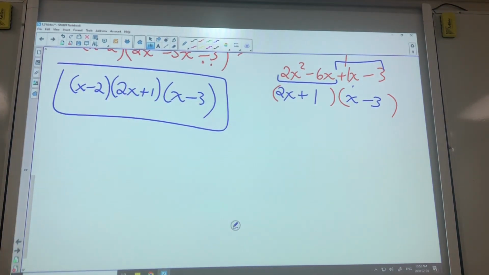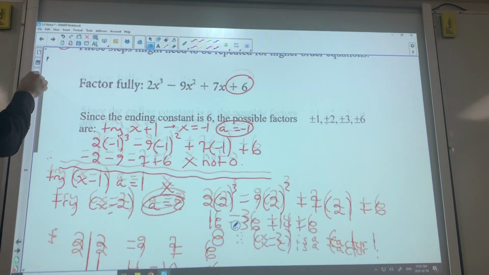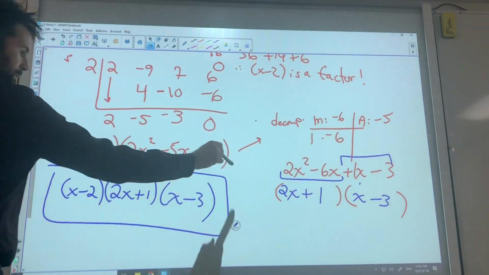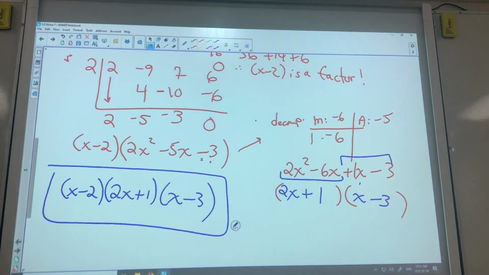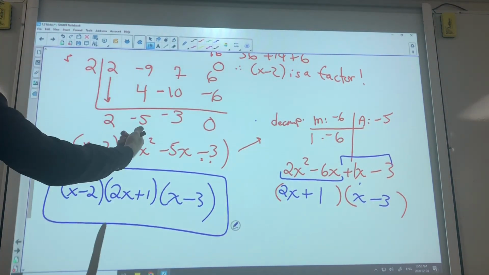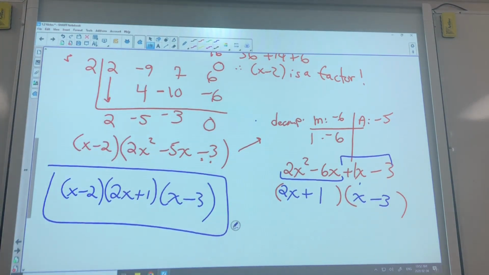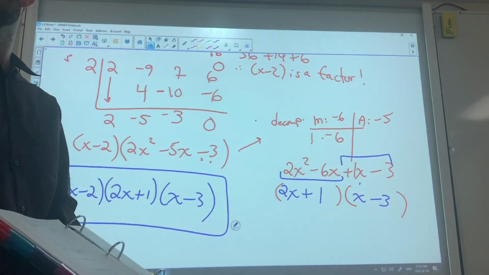Wait, so do we have to keep on going and try out the rest of the...? Yeah, so if I gave you one that was a power of 4, once you get to this step, you'd still have a power of 3. So you'd have to do the whole synthetic division process again. And then once you get to a power of 2, you're likely looking at decomposition or the factoring strategies from grade 10 and 11.